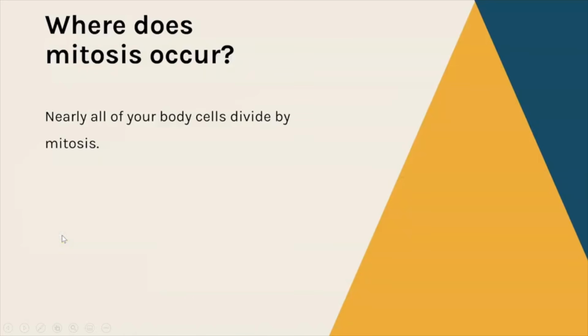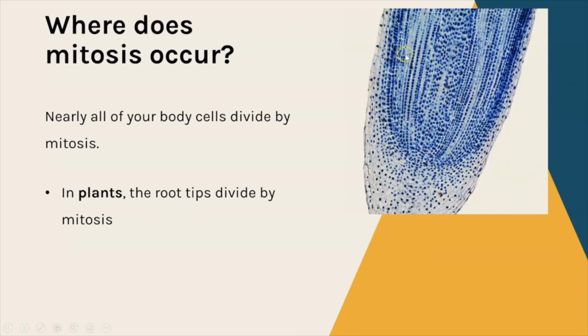So where does mitosis occur? It happens in nearly all of your body cells. In fact, the only body cells that it doesn't happen in are the sex cells. So that would be your gametes. That is where we don't have it occurring when we're making gametes. It does happen in particular in the root tips of dividing plants. And that's what we can see here.